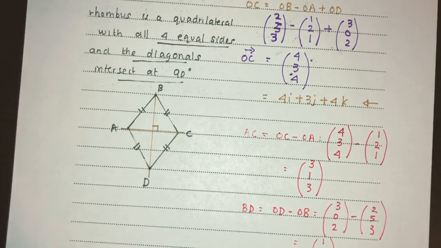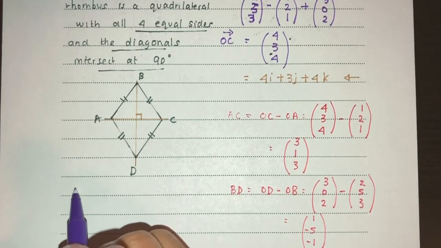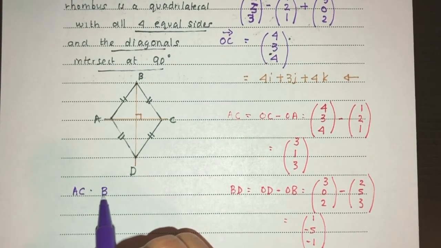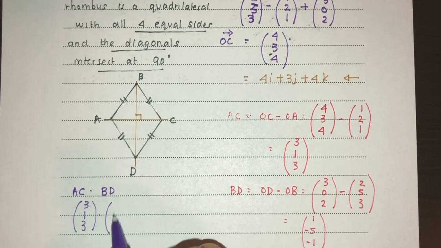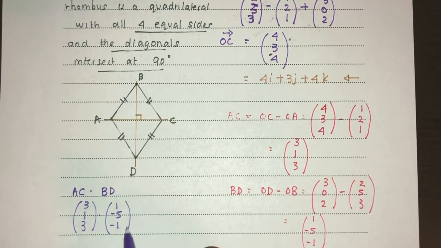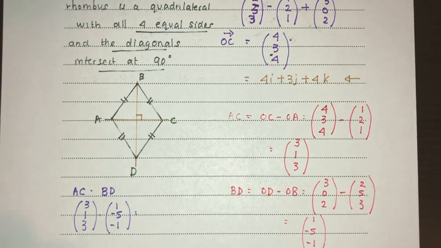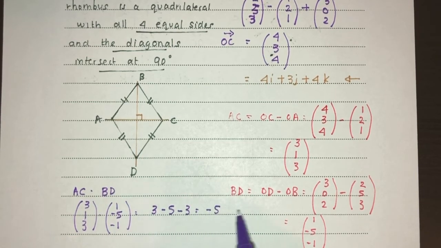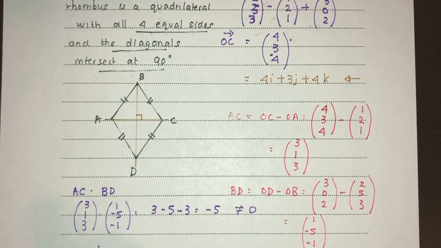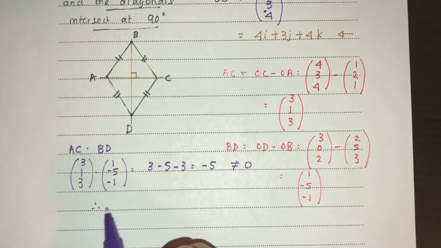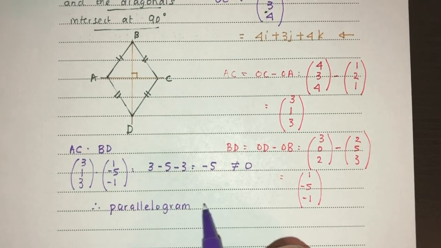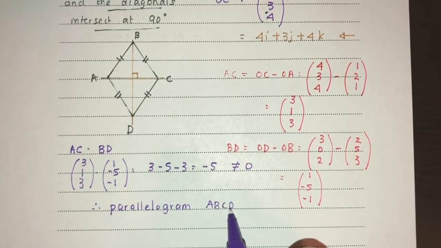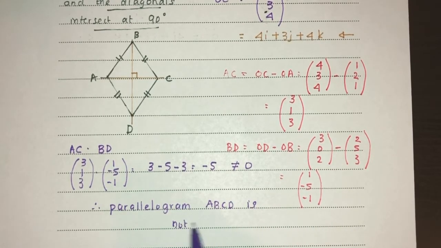So let's do that. So we have AC dot product of BD. That will be 3, 1, 3 dot 1, minus 5, minus 1. That will be 3 times 1 is 3, minus 5, and minus 3. That should be minus 5, which is not equal to 0. Hence, you can write the parallelogram ABCD is not a rhombus.